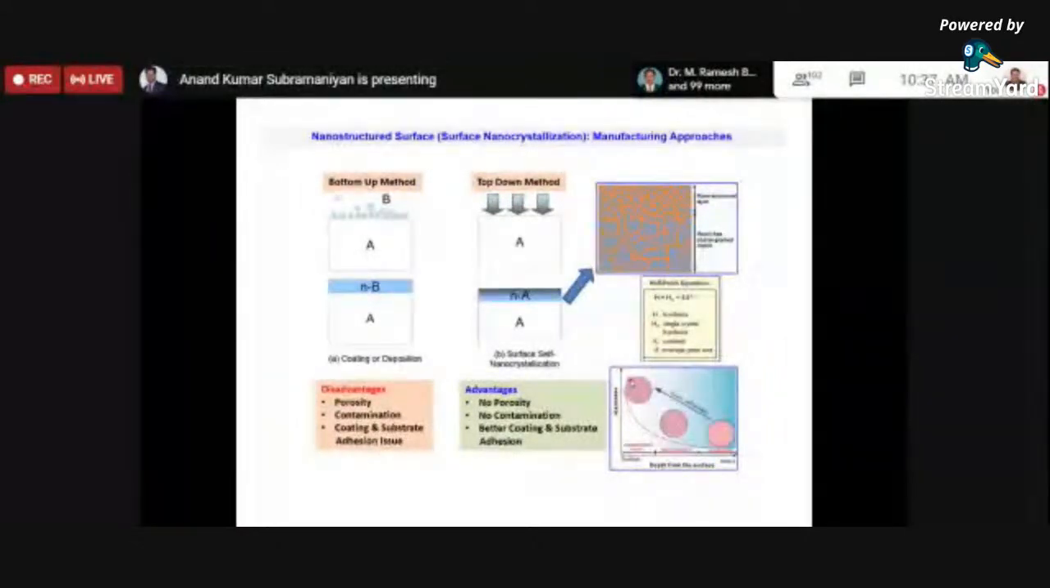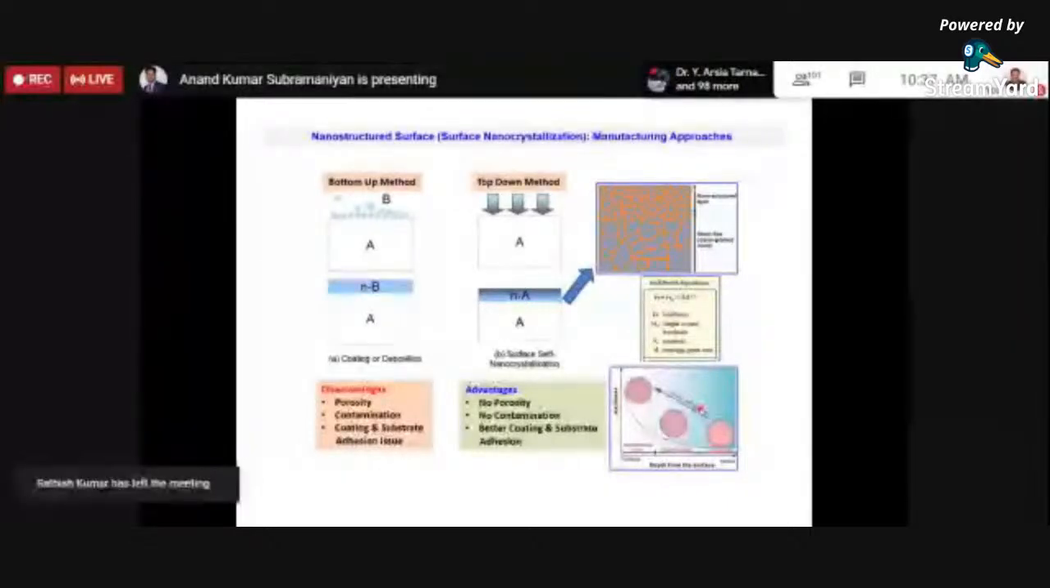So that is what we are going to call the grain refinement technique. Essentially, this top-down method is very commonly employed to perform this grain refinement technique, especially from the severe plastic deformation route. We will quickly see what that severe plastic deformation is.